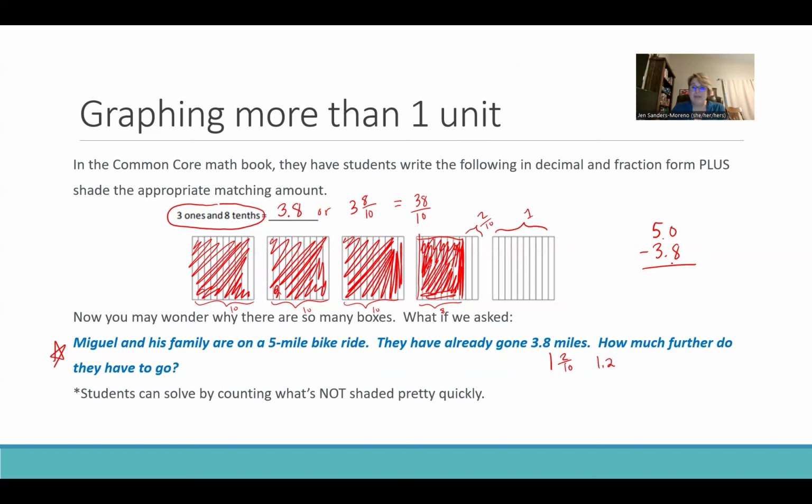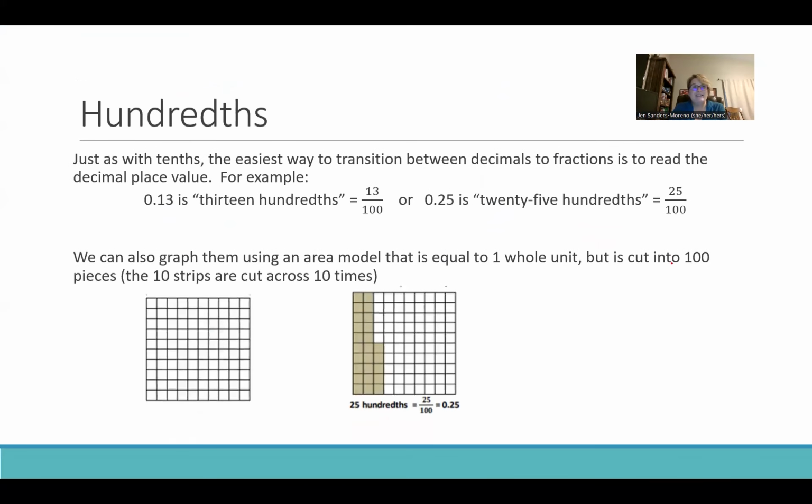Now we've talked about tenths. Let's talk about hundredths. The easiest way to transition between decimal form and fraction form is to read the place value and write that as a fraction. So here we would read this as 13, and because that 3 falls in the hundredths spot, we'd read it 13 hundredths, which we'd write as 13/100. And then here we'd read this 25.